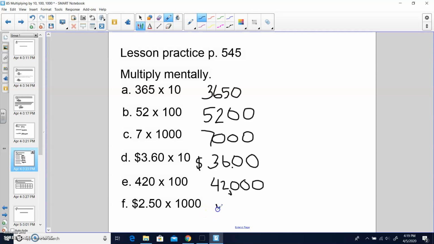Okay, I'm going to start by writing my number, 2, 5, and 0. I'm multiplying by 1,000, which has 3 zeros, so 1, 2, 3. And again, I'm working with money, so I need my dollar sign and decimal point. So come from the right, 1, 2, and my decimal point. So $2.50 times 1,000 is $2,500.